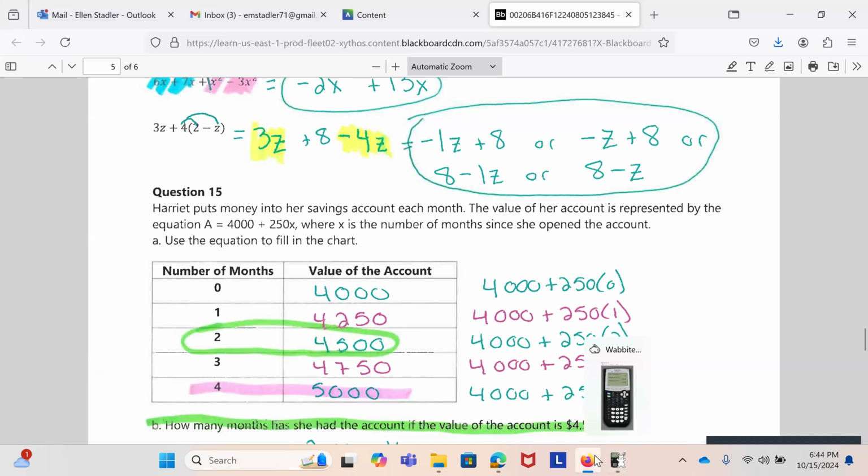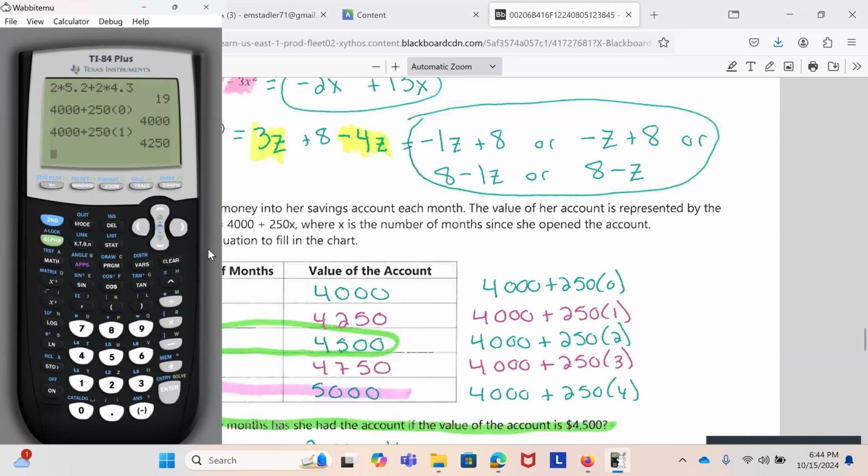I did want to review how we can do this on our calculator. You don't have to do it this way. Right below the graphing screen are all the graphing buttons. Y equals lets you type in an equation. You may have something in there from last time, so clear it out and then type in our new equation, which is 4,000 plus 250 times x. X is on the button next to the alpha button.